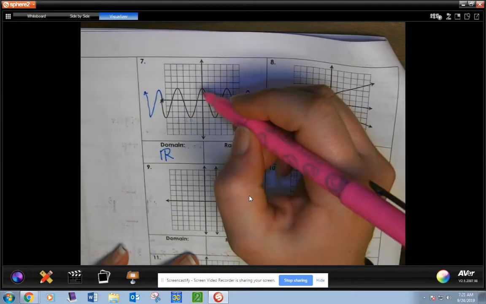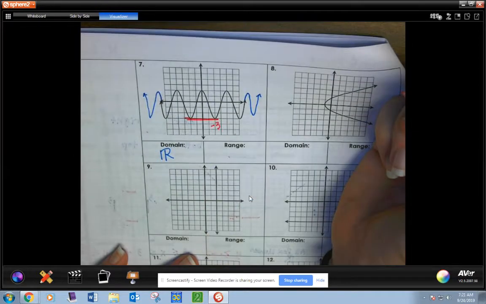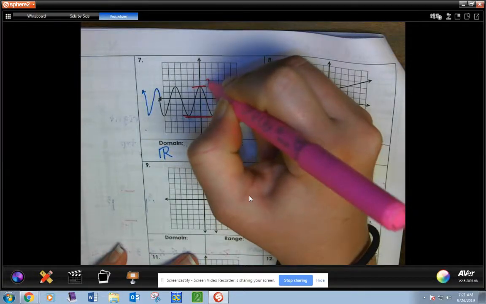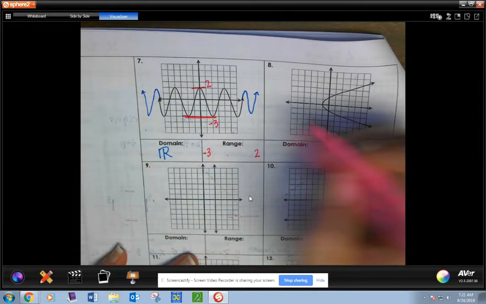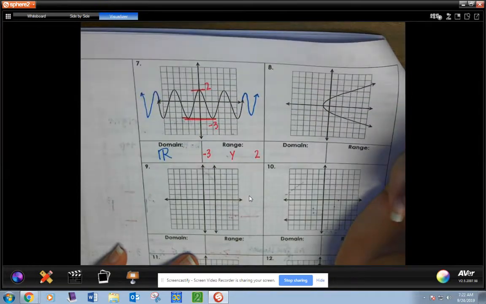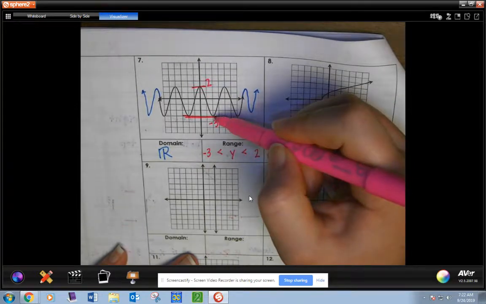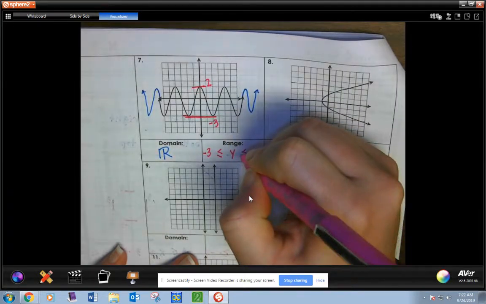For your range, if I scan down low, the lowest spot that I see the wave hit is right here for both of these, and that falls at -3. The highest spot that I see the wave hit is up here at this peak, which is at +2. So for range, I put a -3, a +2, range is Y. Always use those less thans, and then I look at my lines. Did the wave touch my line at -3? It did. Did the wave touch my line at +2? It did.